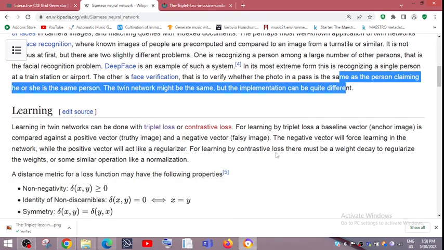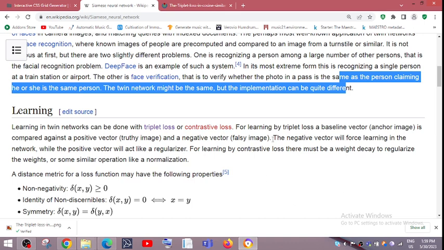Learning in the twin network can be done with the triplet loss or the contrastive function. Contrastive loss. For learning with the triplet loss, the baseline vector, the anchor image, is compared with the positive vector and the negative vector. Basically, it is a learning algorithm that uses a similarity metric rather than a classification problem. It works based on the similarity function. So it uses the triplet loss, which we have learned in the previous video.